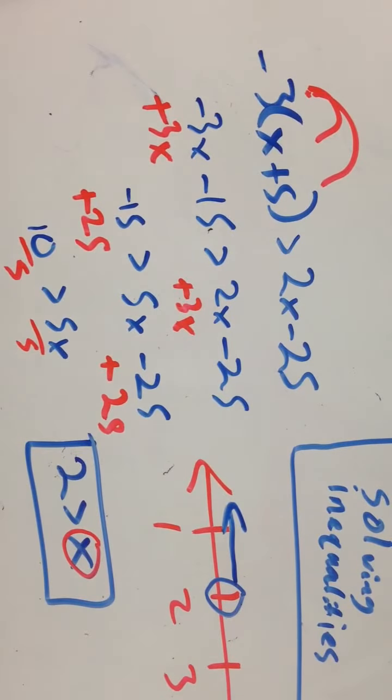So just be careful. A lot of people will say, if it's a greater than, we always shade up. But here's an example where it's a greater than sign, but since our x is on the right side, we're going to have to shade left.